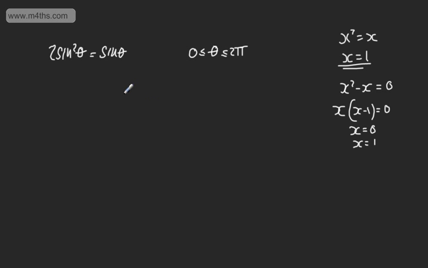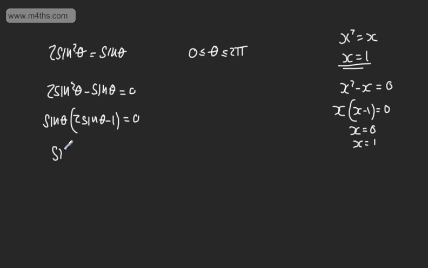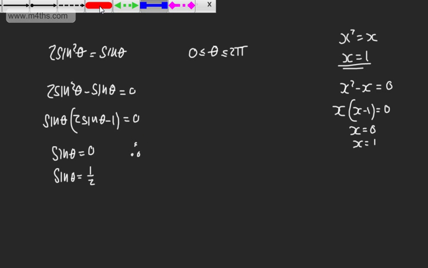I'm going to subtract sine theta from both sides and factor. So what we'll have then is 2 sine squared theta minus sine theta is equal to 0. Common factor of sine theta, so we've got sine theta, and then we'll have 2 sine theta minus 1 is equal to 0. This is a quadratic equation in sine theta. So we can see sine theta is going to be equal to 0, or 2 sine theta minus 1 is equal to 0, which means sine theta is going to be equal to 1/2. So if we consider now sine theta is equal to 0, let's just go ahead and draw the sine curve.